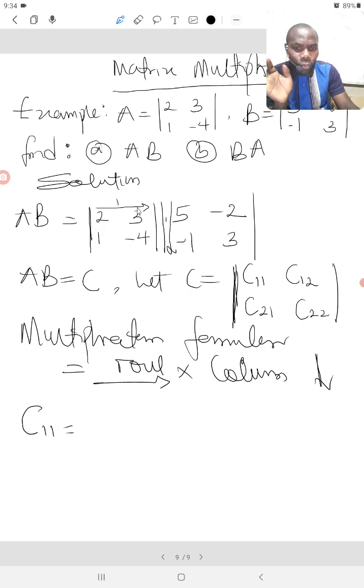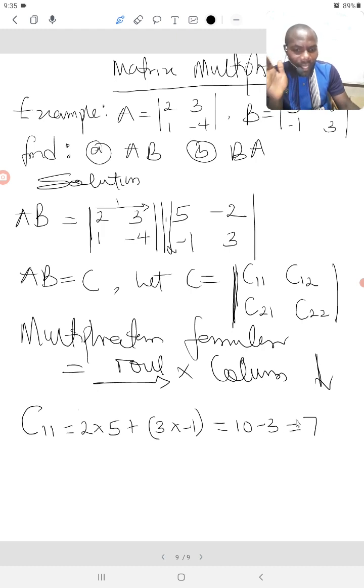You discover that this is row 1, this is column 1. So the first one, we multiply the first, you add it to the second one that we multiply. It's very simple. We just have 2 times 5. This is the elementary way for you to get it clean and clear. 2 times 5 plus 3 times minus 1, which is equal to 10 minus 3. It will give you 7.